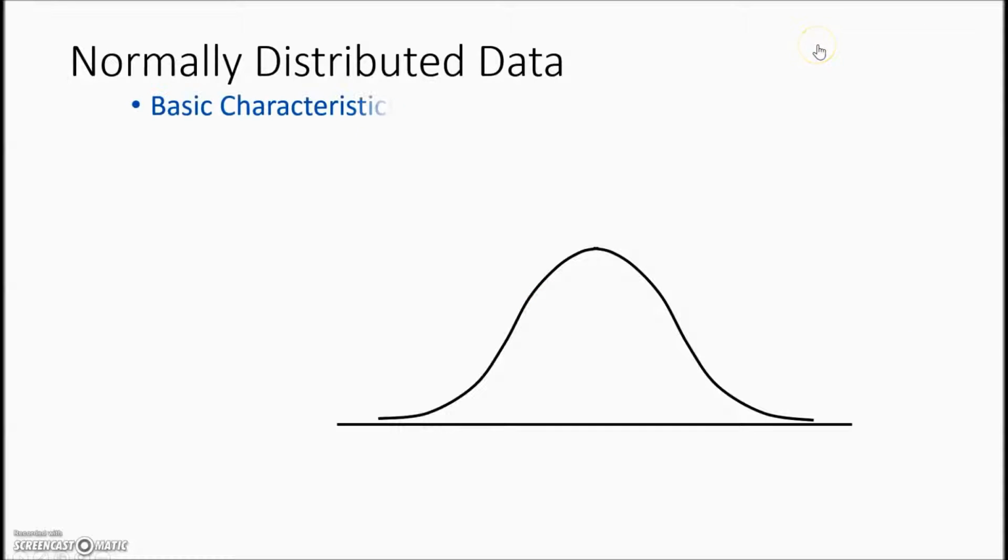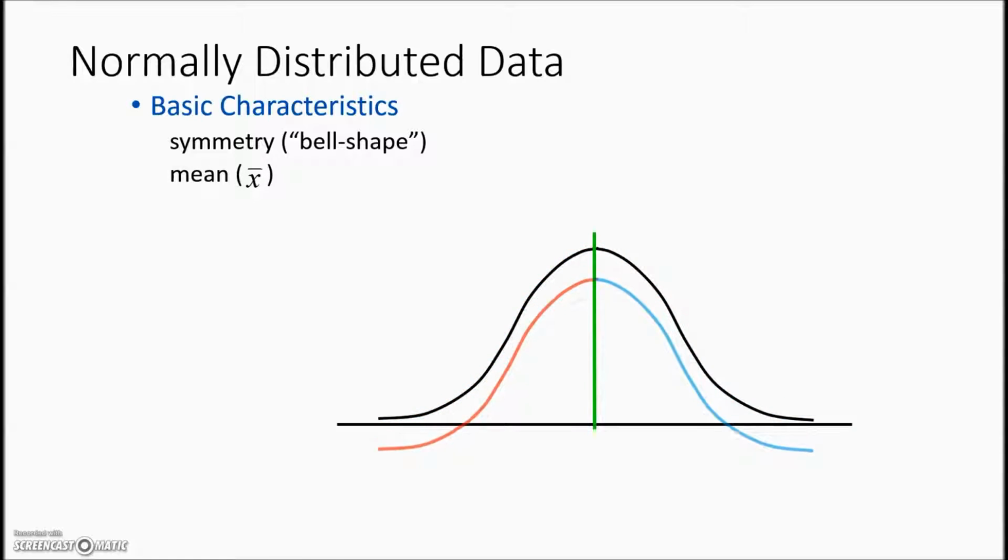Some characteristics about a normal distribution. It is symmetric, as I just said, in this bell shape, and what that means is that the right side of the curve is a mirror image of the left side. The mean will always be in the center of a normal distribution. Also, median and mode if it is normally distributed data.